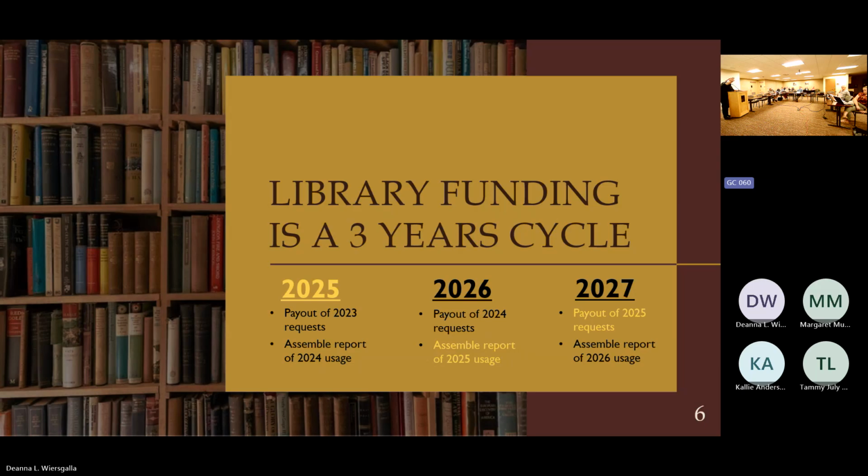So in 2025 the year happens, in 2026 they assemble the reports of 2025, and then we pay them out in 2027. So we're always kind of a year, 3 years in that cycle.